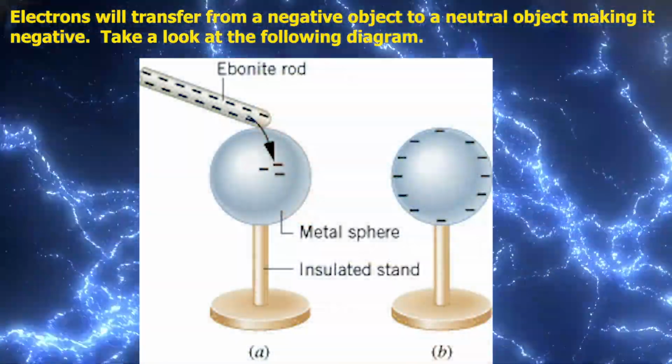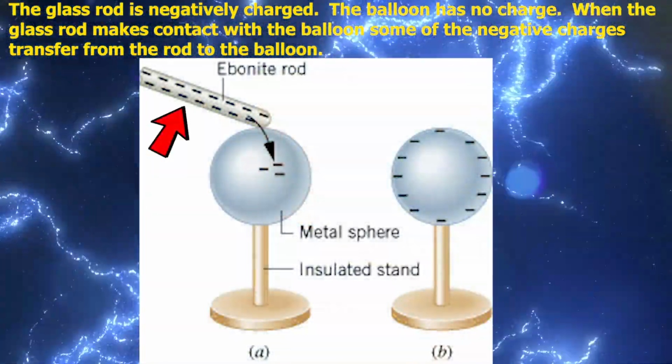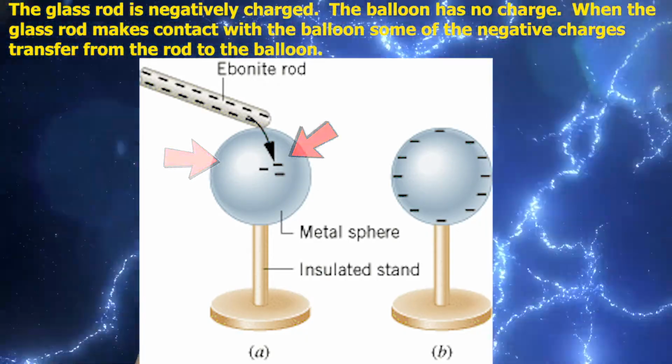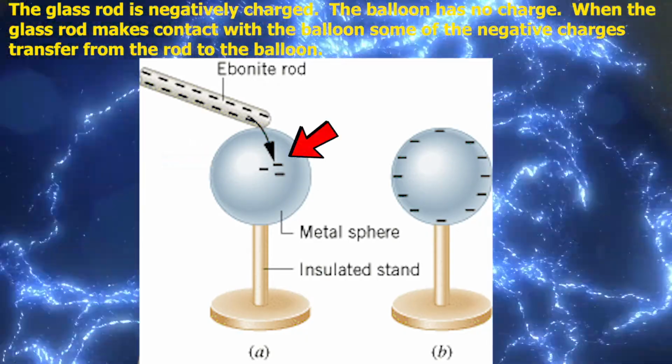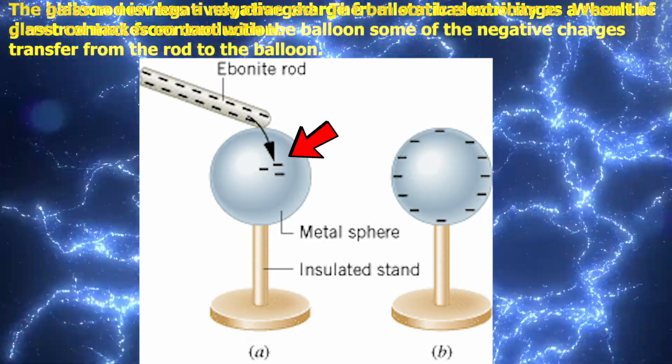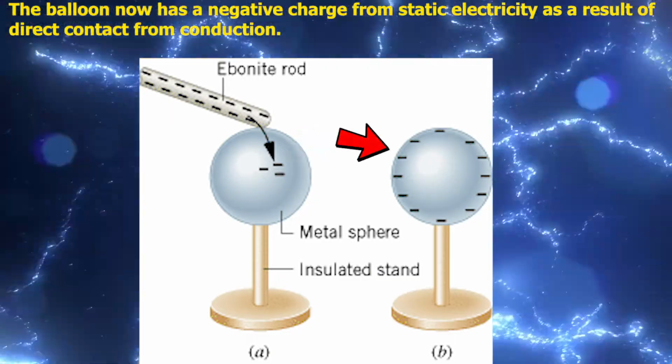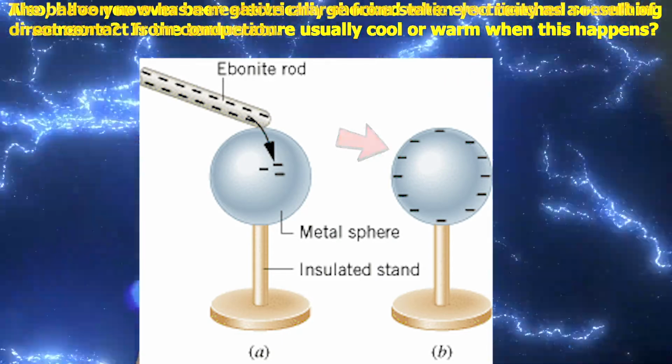Take a look at the following diagram. The glass rod is negatively charged. The balloon has no charge. When the glass rod makes contact with the balloon, some of the negative charge is transferred from the rod to the balloon. The balloon now has a negative charge from static electricity as a result of direct contact from conduction.